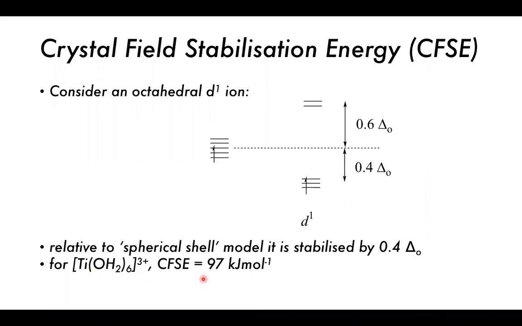Crystal field stabilization energy. So consider an octahedral d1 ion. We have here the degenerate orbitals in the spherical case, and then we have them split here and here. Relative to the spherical shell model, it is stabilized by 0.4 delta O. So compared to here, it's stabilized here. For hexaaqua titanium(III), the crystal field stabilization energy is 97 kilojoules per mole.